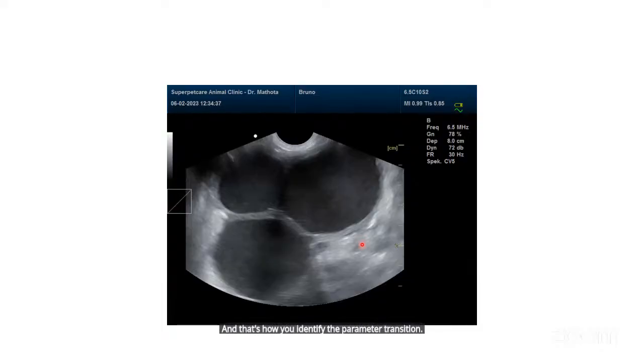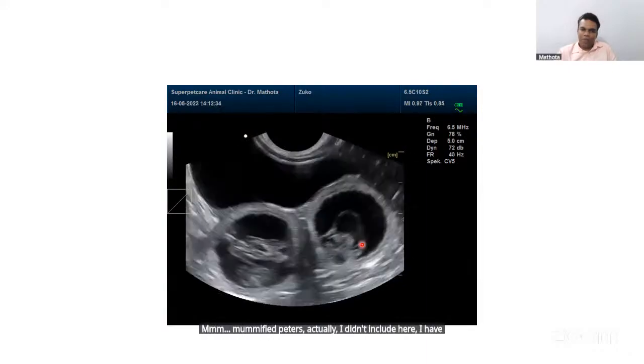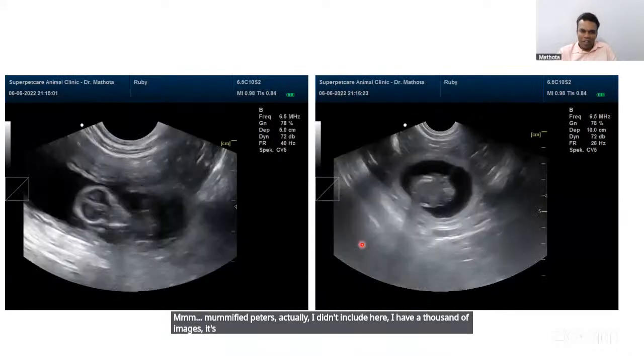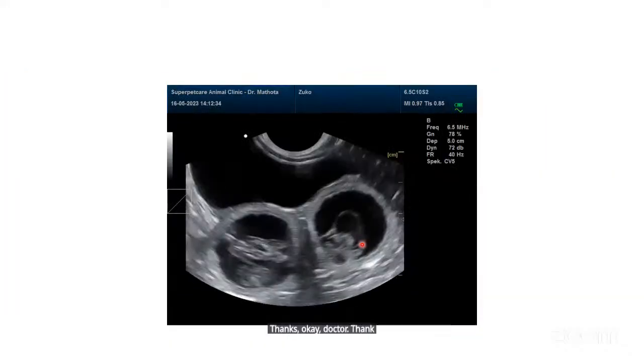Any scans of a mummified fetus? Do you have any scan report? Mummified fetus, actually, I didn't include here. I have thousands of images. It's very difficult to find it now. I can't find it, I think. It's okay, doctor. Thank you. It's a very good and brief, nice presentation, doctor. Thanks.